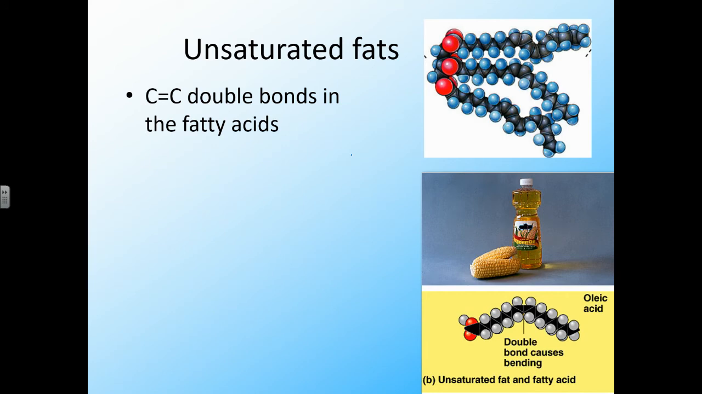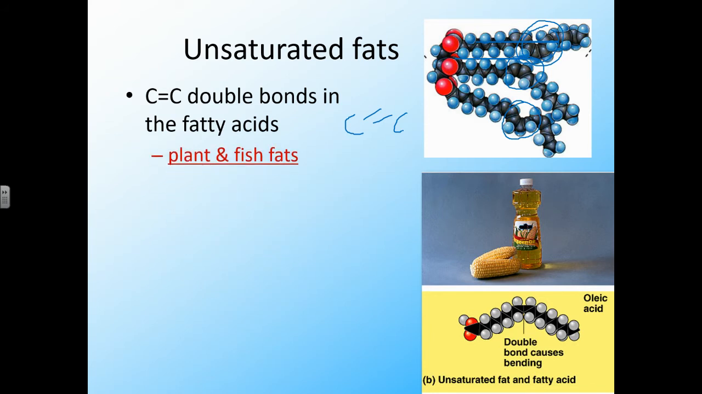Unsaturated fats, the carbon to carbon bonds are double bonds. And so what that means, if you take a look up here, you can see a kink or a bend in the fatty acid chain here. That's because there is a double bond between those carbons, and so it tends to make a bend or a kink.